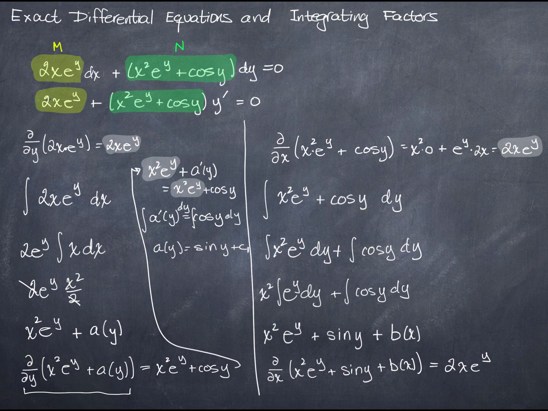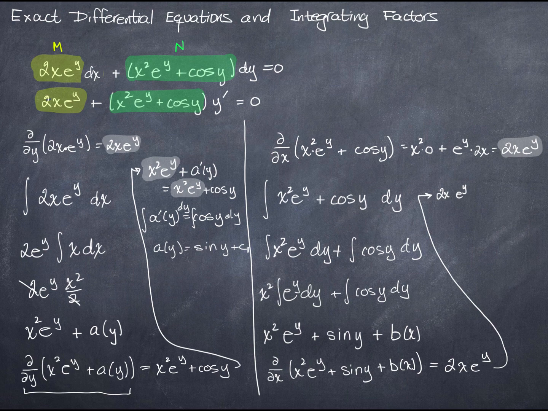All right, let's go figure out what b of x is. Well, the left-hand side is asking me to take the partial with respect to x, which means anything with a y in it is a constant. That e to the y is a constant. So I'm going to have the first times the derivative of the second. Well, the derivative of this is going to be 0. Plus the second, e to the y, times the derivative of the first, and that's 2x. So 2x e to the y.